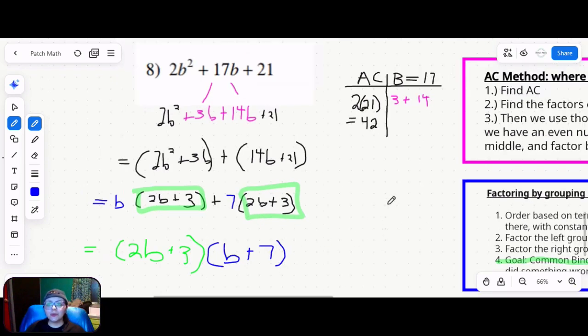And if you ever want to check to see if you factored correctly, you can use what's called the FOIL method in order to multiply these binomials and see that they will go back to the original trinomial.